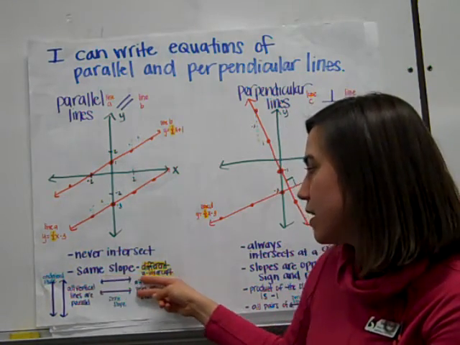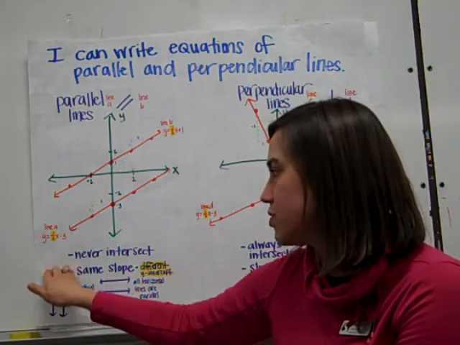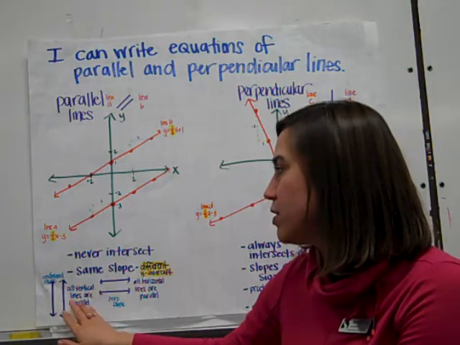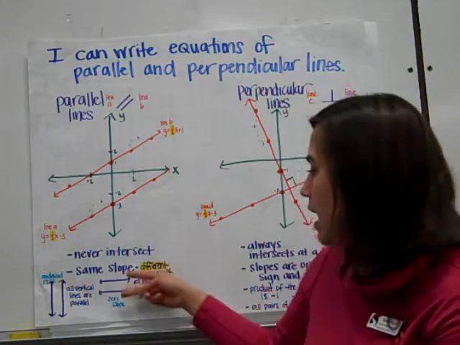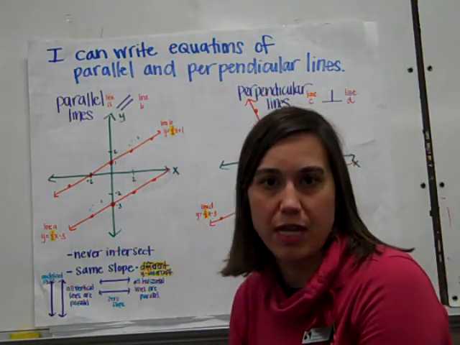Ones that are horizontal, so all horizontal lines are parallel, and also all vertical lines are parallel. Remember, our vertical lines have an undefined slope, and our zero slopes are representing our horizontal lines.